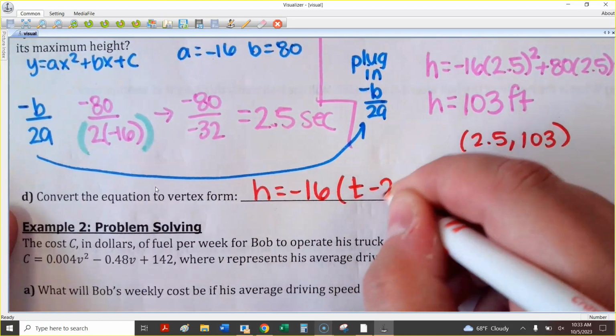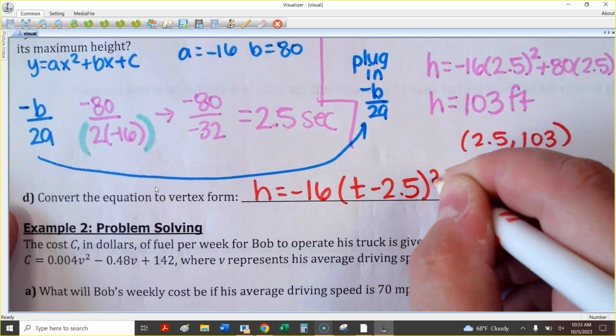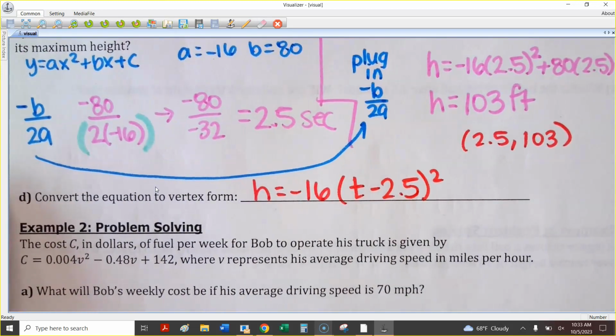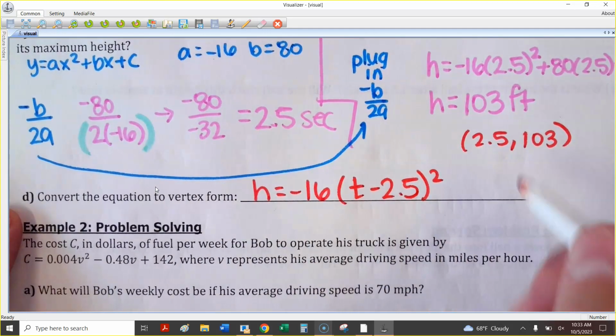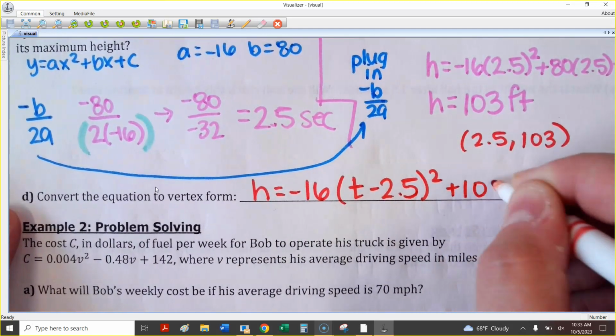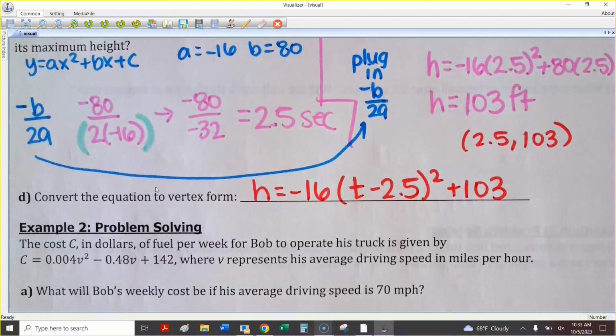It looks like negative 2.5 when you put it into the formula. Close the parentheses, don't forget to square, that gives you the quadratic. And then the Y coordinate of your vertex, which is the 103, it's positive. So I'm just gonna add that to the side and then we're good. So once you find the vertex, you can do vertex form. The only other thing you need is the A value. And if you found a maximum or a minimum, then you found the vertex. Anybody have any questions?